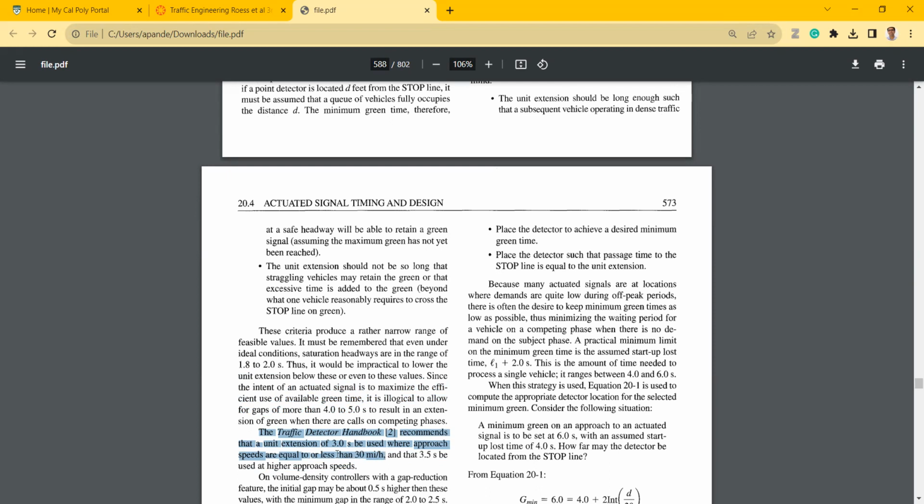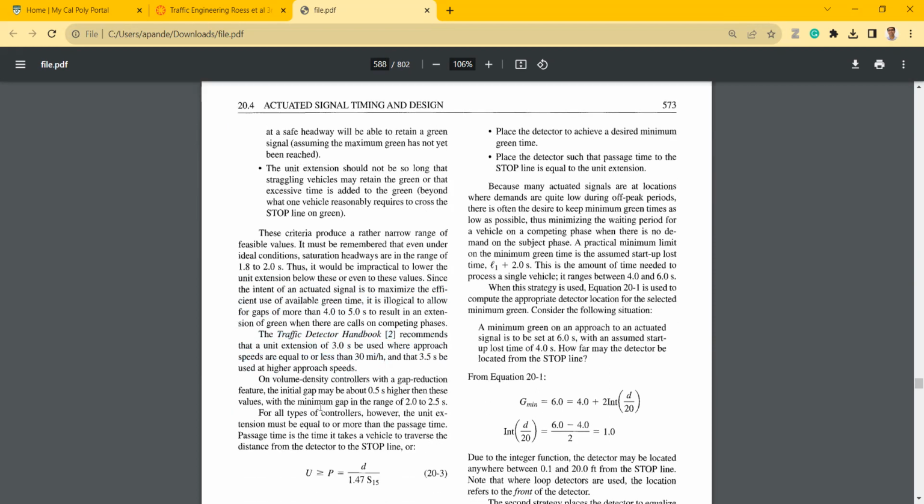Now, they talk a little bit about volume density approaches. On volume density controllers with the gap reduction feature, the initial gap may be about half a second higher than those values. So you could start with a larger gap at the beginning, but then you keep reducing that gap because you have provided enough green to that approach. So maybe you can work with that. Again, we're not going to worry too much about this for any of the problems that we deal with, but it's a reasonable way of having some additional flexibility.